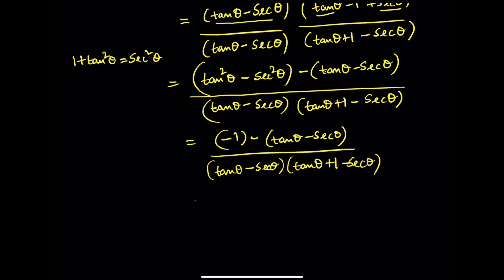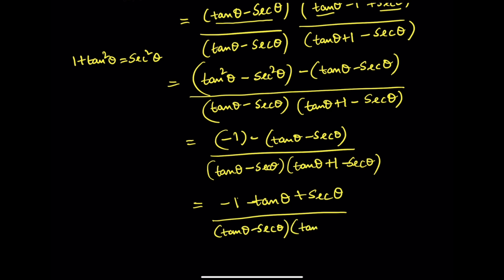So this would be minus 1 minus tan theta plus secant theta divided by tan theta minus secant theta times tan theta plus 1 minus secant theta. So let me fix this for you. So this is minus tan.